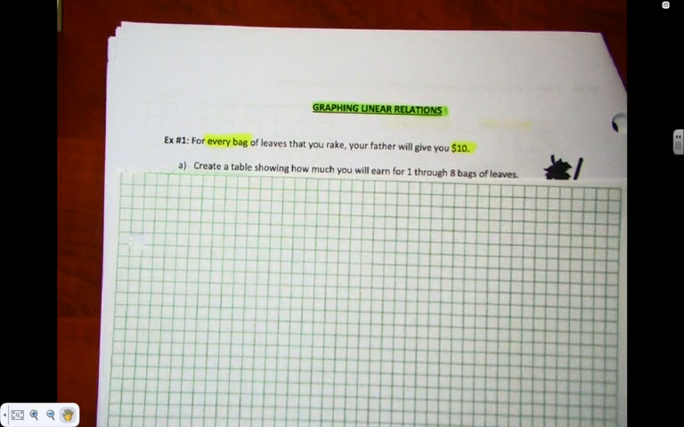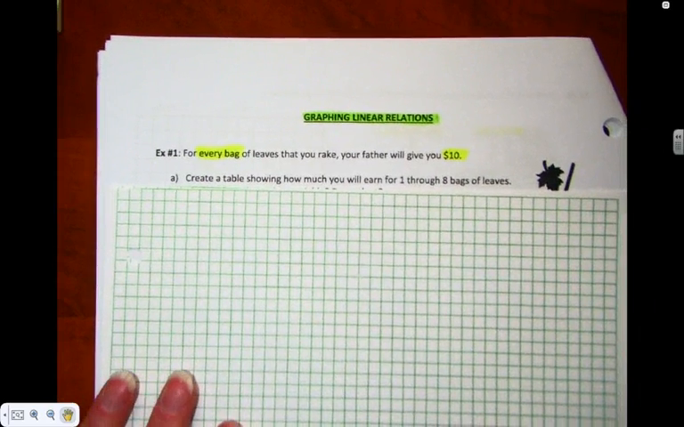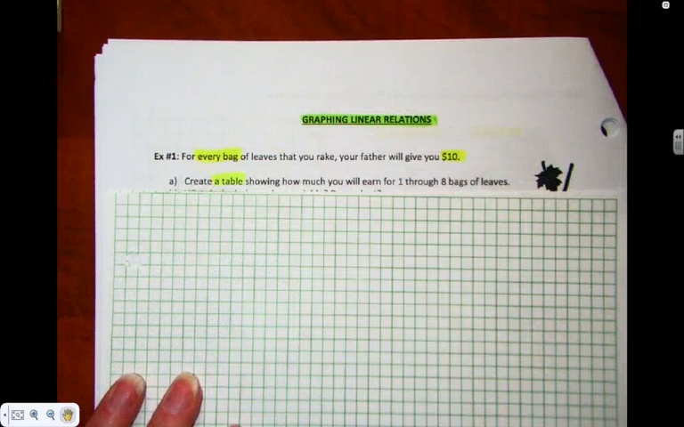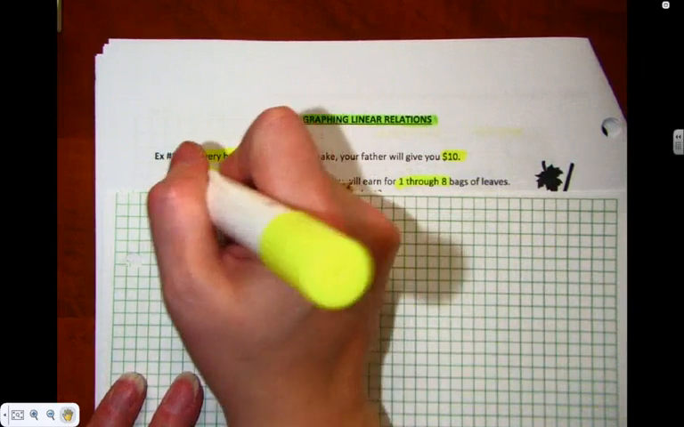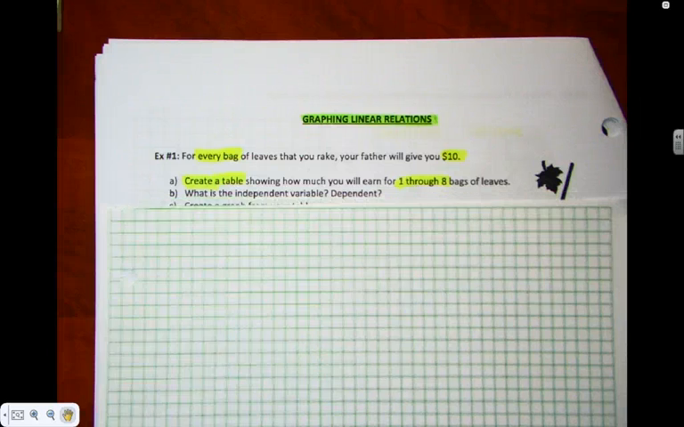Part A. Keywords, part A. Table. 1 through 8. Some people like the action word, which is create, so it tells you what you're doing. So we know for part A we're going to make a table.